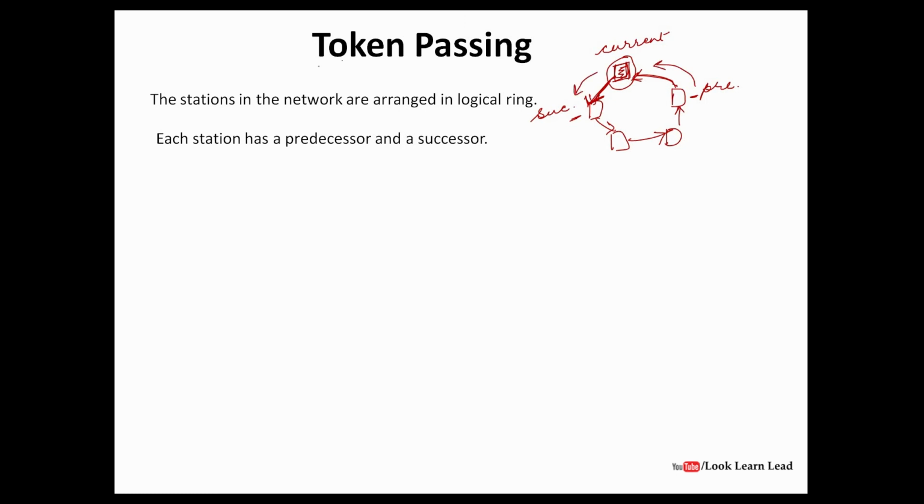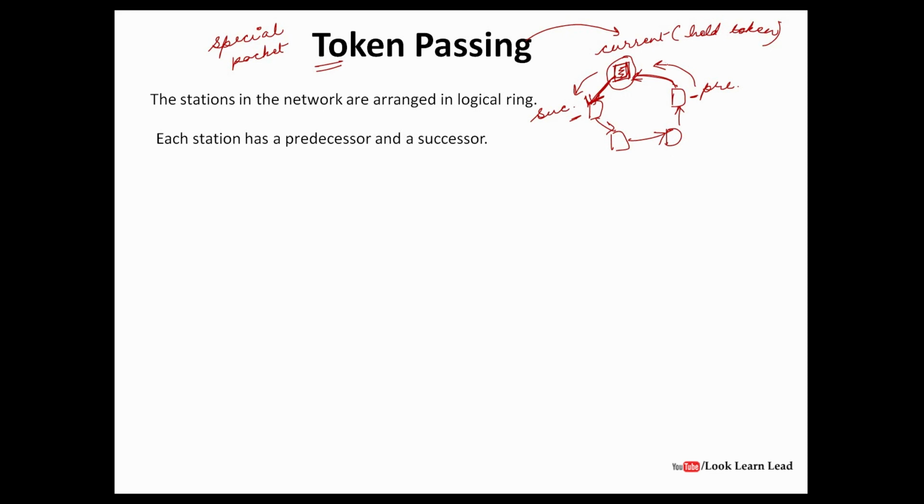Now, what is a token? Token is a special packet, and the current station holds the token. Token is like a ticket. If you have a ticket, then only you can travel on the train. Now, what is a train here? Train is a channel. If you have a ticket, then you can travel on a train, and if you have a token, you can transfer your data on the channel.